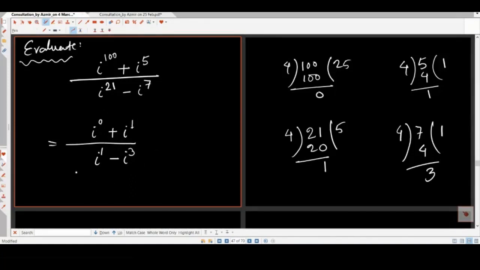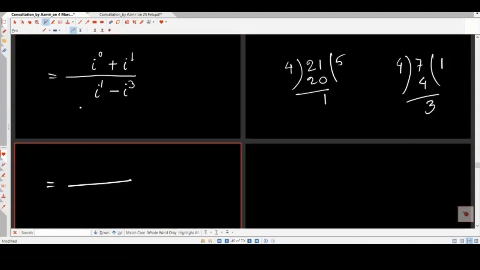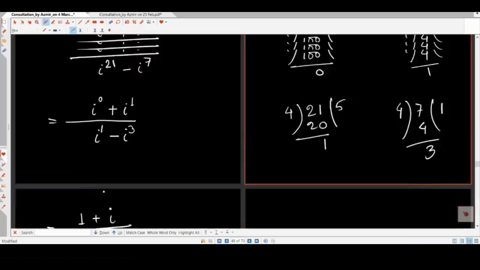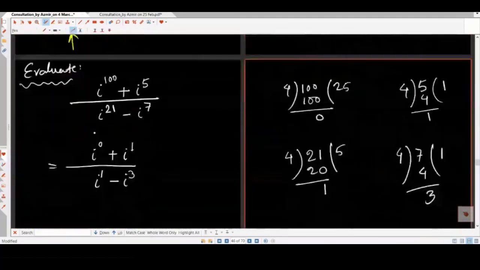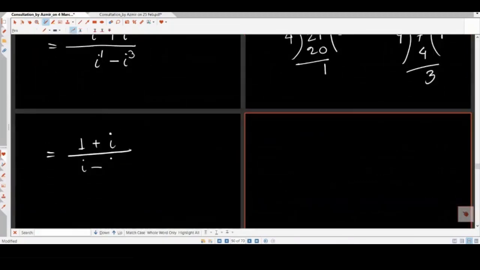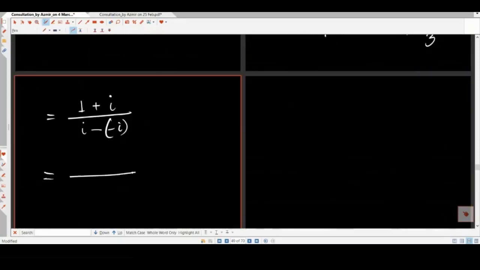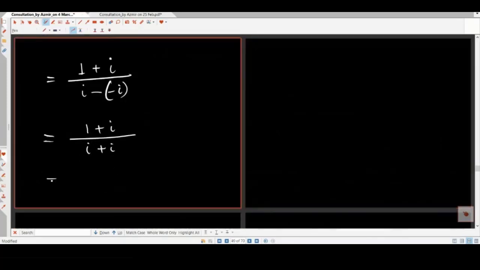So i^0 is 1. i^1 is i. In the denominator, i^1 is i. And i^3, you have seen that i^3 is negative i. So this is negative i. So we can write 1 plus i plus i, that is (1 + i) over 2i. So this is our simplified form.